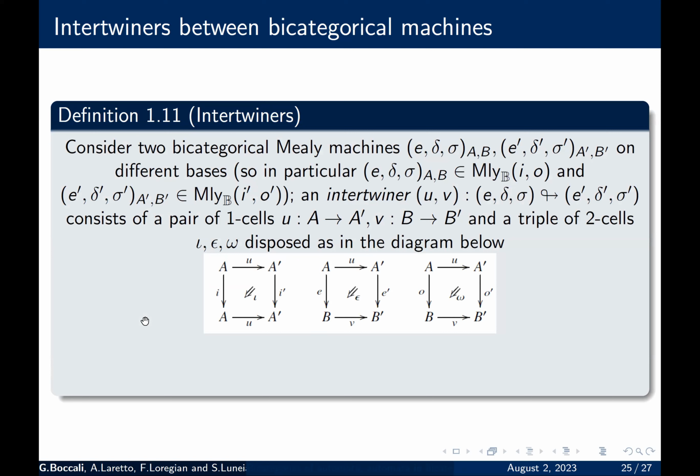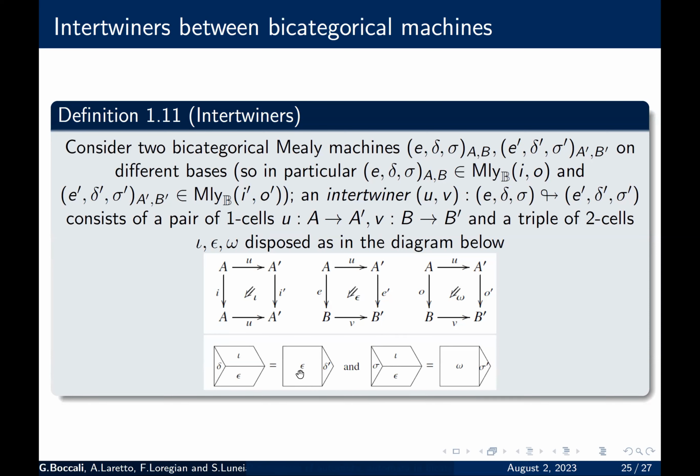If you consider two bicategorical Mealy machines of this form indexed on different bases, as you can notice, we have here A B and A prime B prime. An intertwiner U V between the two consists of a pair of one cells U from A to A prime and V from B to B prime, and a triple of two cells iota, epsilon, and omega, disposed as in the diagram below, such that the following diagrams commute.